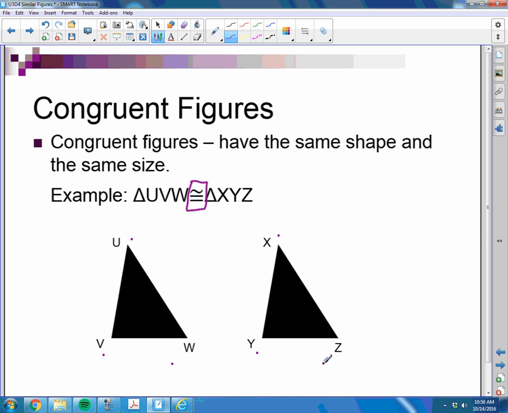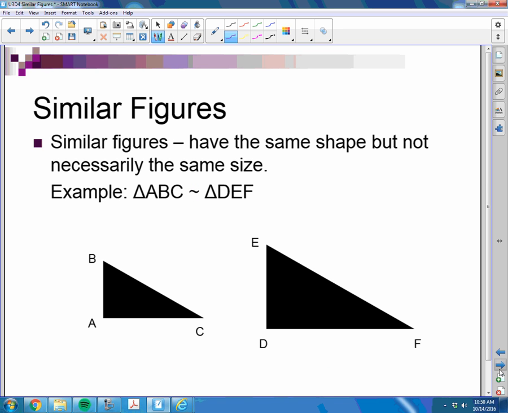22 with a little wavy dude on top. Okay? Dad, please. Okay. Hate it. Similar figures. Very important difference.